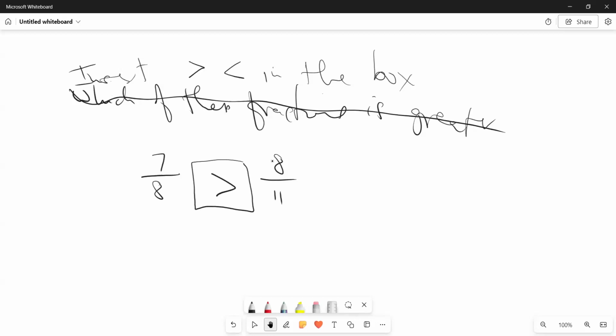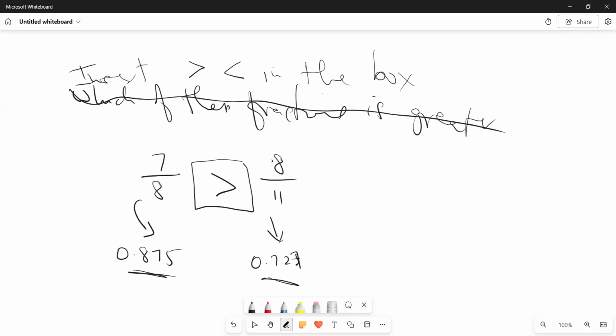Okay, so you use what she did. She converted this to a decimal. And what is it? 0.875. And this one is 0.727. And you decide that this is greater than that.